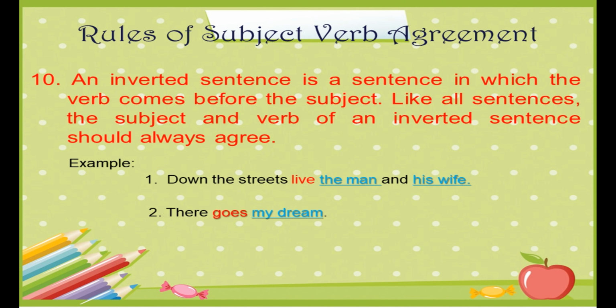Rule number 10. An inverted sentence is a sentence in which the verb comes before the subject. The subject and verb of an inverted sentence should always agree. Example: down the streets live the man and his wife. Number 2, there goes my dream.